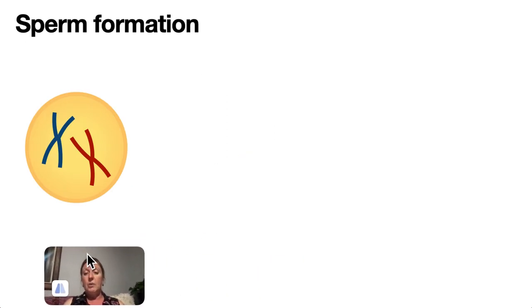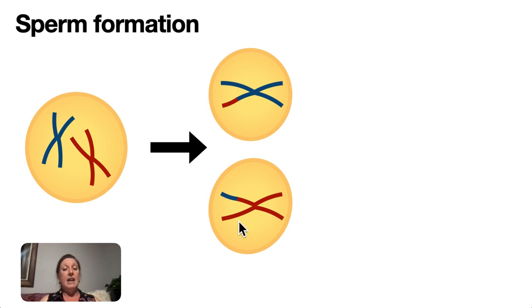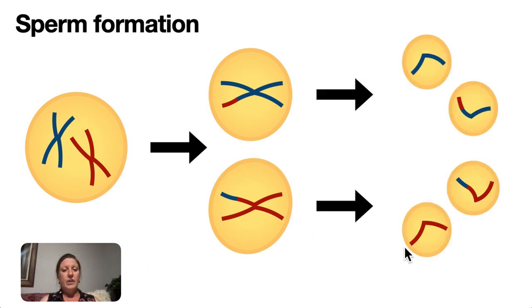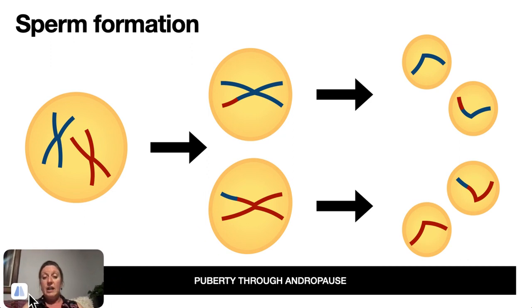Okay, so let's look at what happens here. We've got our parent cell that gave us initially 2 daughter cells. Those 2 daughter cells became 4 daughter cells. And now we're going to look at how these change to become sperm. Now, what you see in front of you starts in puberty and ends in what's called andropause. This is when sperm and testosterone production naturally decline as those with testes become older.